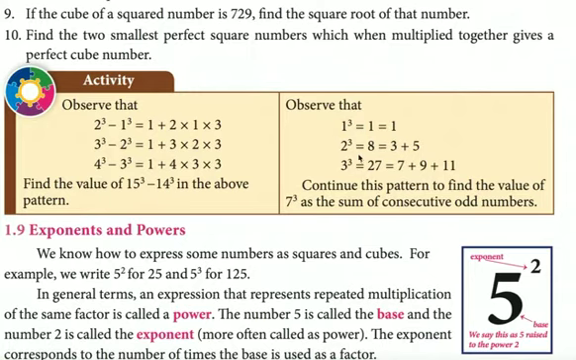Observe that 1 cube equals 1, 2 cube equals 8, which is 3 plus 5, 3 cube is 27, that is 7 plus 9 plus 11. Compute this pattern to find the value of 7 cube as the sum of consecutive odd numbers. 2 cube 8, 3 plus 5, 27, 7 plus 9 plus 11, 7 cube 343. Sum of 7 consecutive odd numbers you have to write, okay. That you can do anyway.